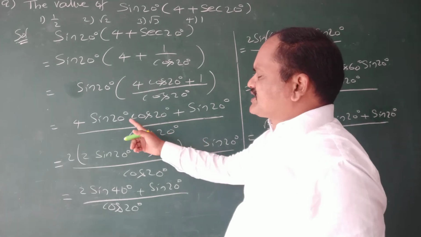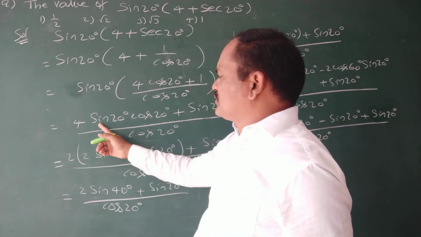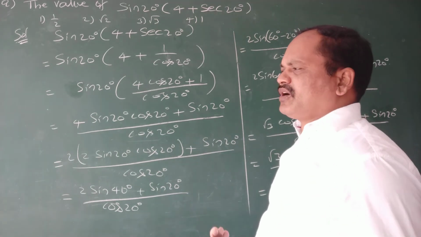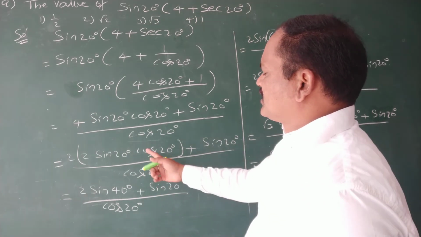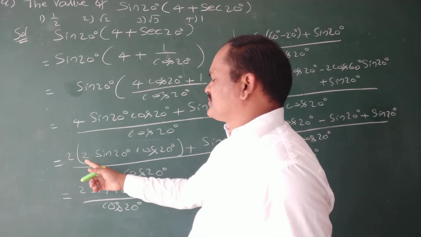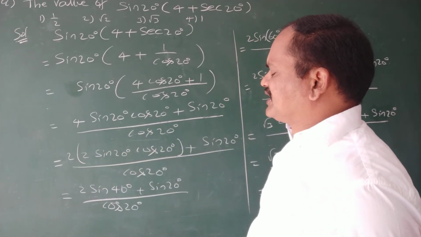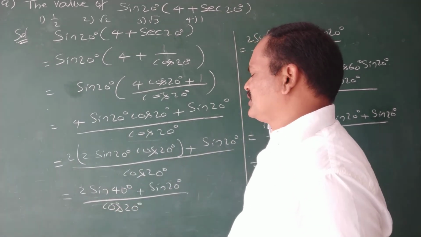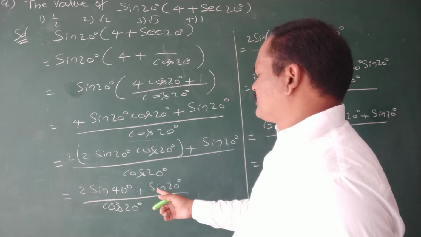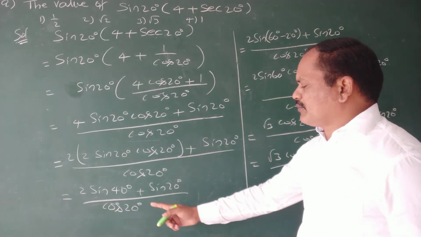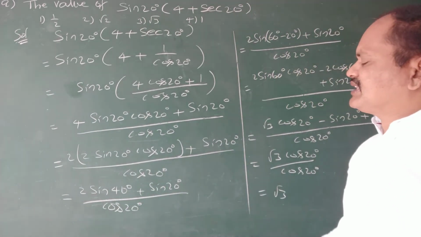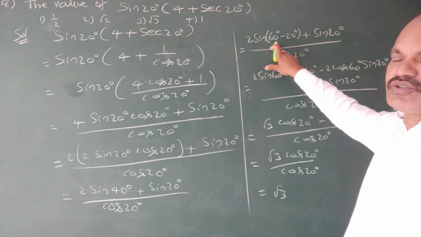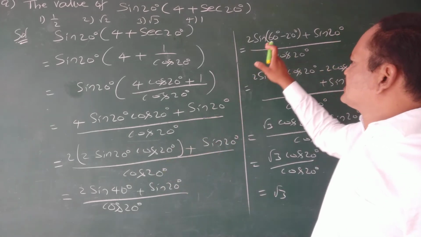Now this step can be written as 2 times 2 sine 20 degrees cos 20 degrees, since according to the formula 2 sine theta cos theta is nothing but sine 2 theta. That's why 2 times 2 sine theta cos theta, where theta is 20, is sine 2 theta, sine 2 into 20, sine 40. That's why that is 2 sine 40 plus sine 20, here divided by cos 20. That's all. This 40 is nothing but 60 minus 20.